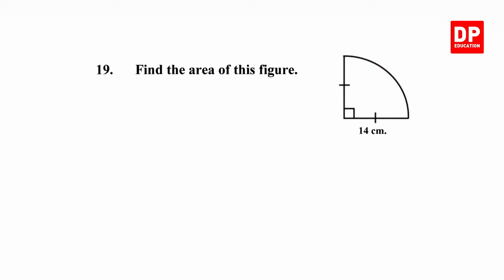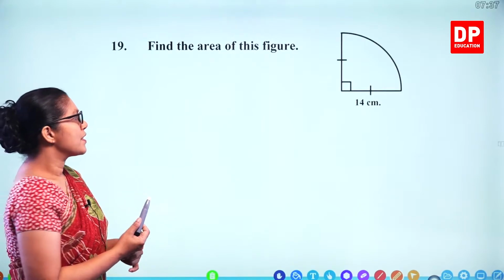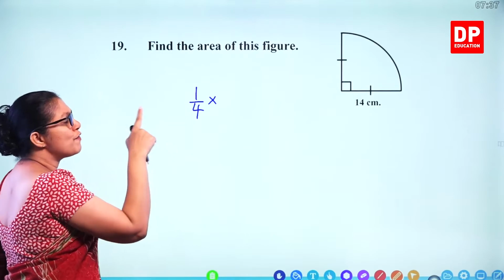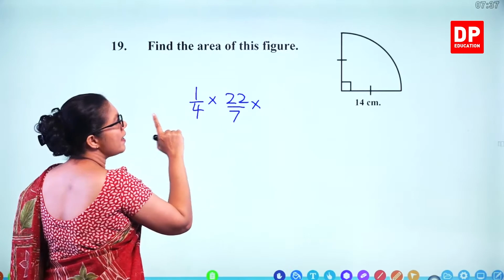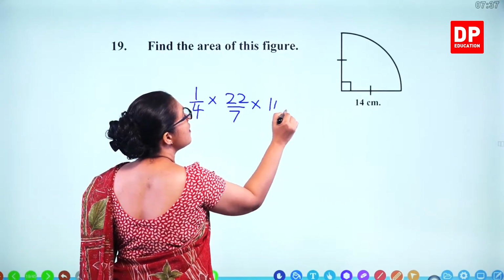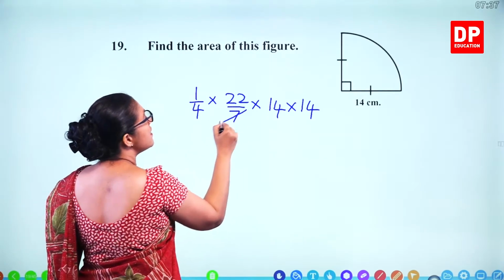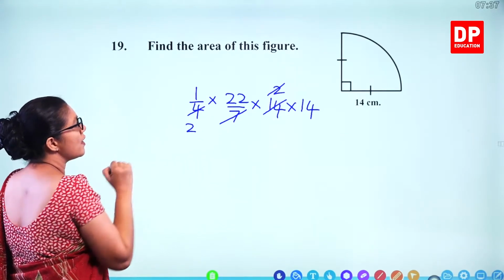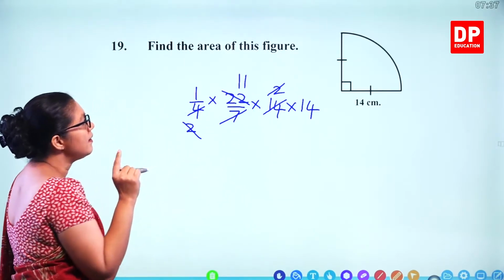Question number 19. Find the area of this figure. So this is a quarter of a circle. 90 over 360, quarter. So what's the area? 1/4 of the area of the full circle, pi r squared. 22 over 7 is pi r squared. The radius is given 14. So 14 times 14. Now try to simplify. 7 with 14, you get 2. This 2 and this 4, you get 2 here. Now divide by 2 again, you get 2 and here 11.